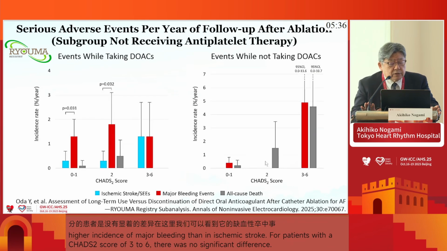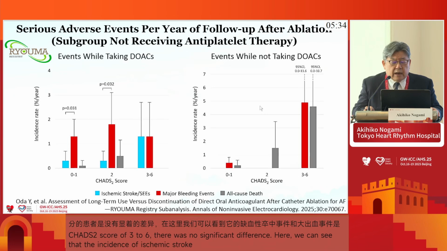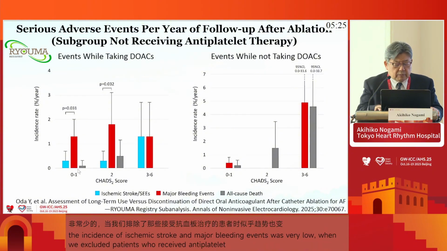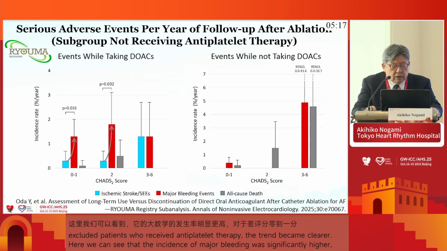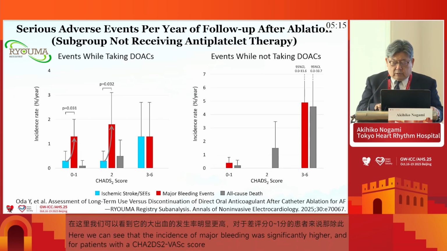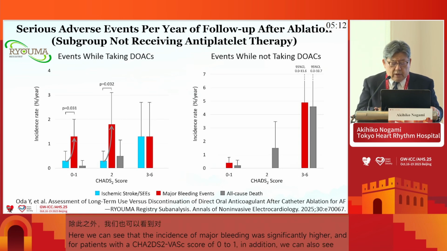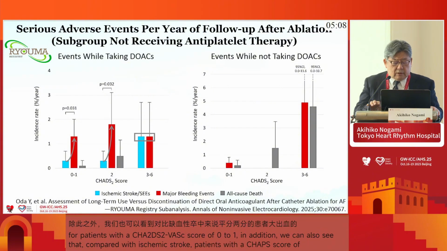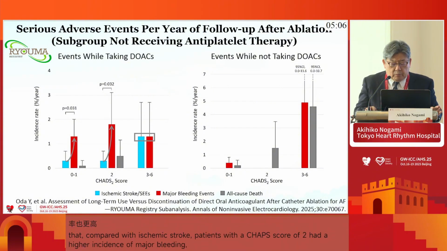When we exclude the patients having antiplatelet therapy, the trend became much clearer. Here, again, the incidence rate of major bleeding is significantly higher in CHADS2 score 0 to 1, and also the incidence of major bleeding is significantly higher compared to ischemic stroke in CHADS2 score 2, and in the patient group with CHADS2 score 3 to 6, the incidence rate is comparable.